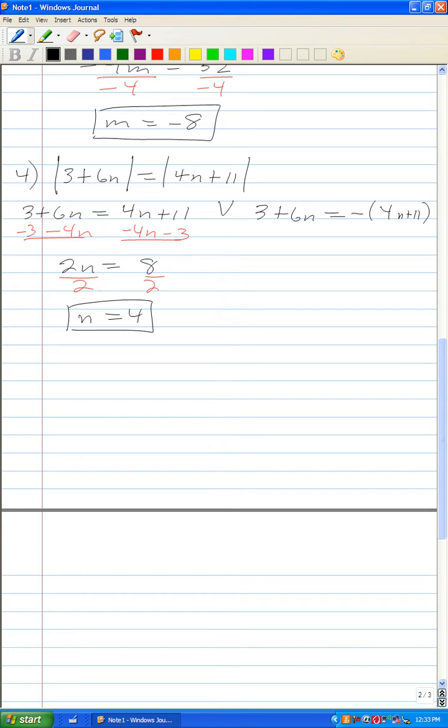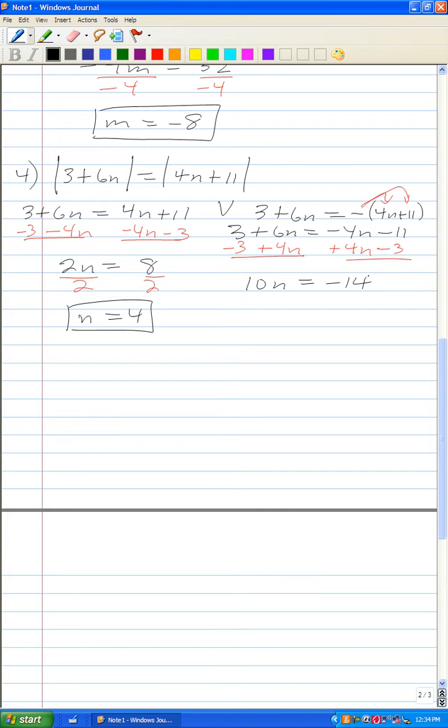Next, let me multiply the, change all the signs here. And so I get 3 plus 6n equals negative 4n minus 11. Let me add 4n to both sides of my equation. Let me subtract 3 from both sides of my equation. And so I get 10n is equal to negative 14.